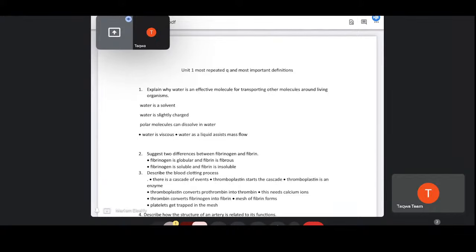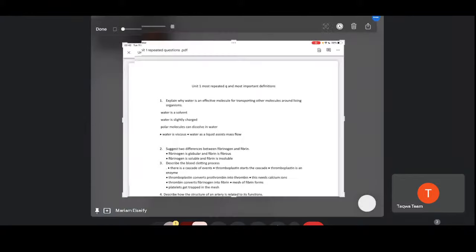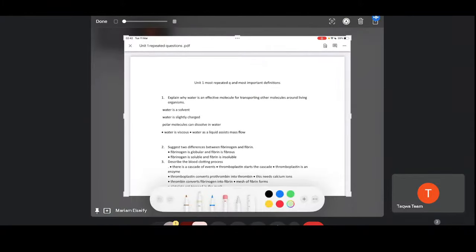Because it's very important, let's repeat. Why water is an effective molecule for transporting other molecules around living organisms. Let's divide this part. Why water is an effective molecule? Because it's a solvent and it's slightly charged and it's viscous and it's a liquid that assists mass flow. For transporting other molecules, because polar molecules can dissolve in water.